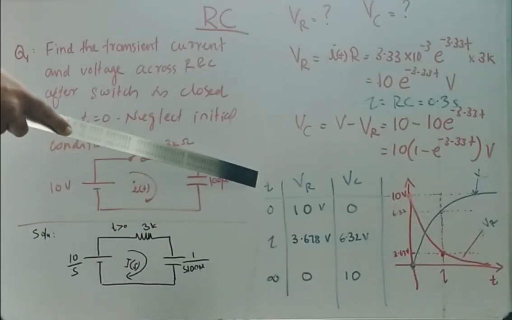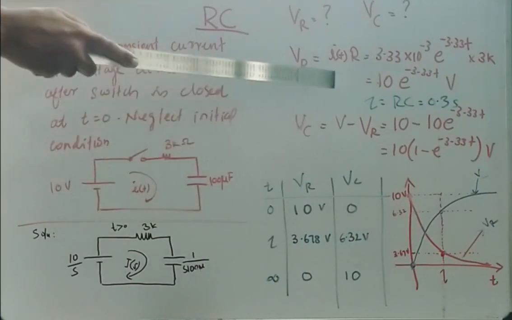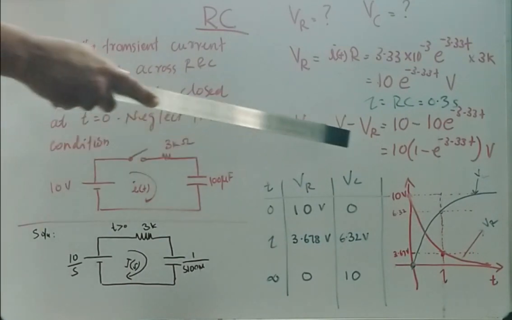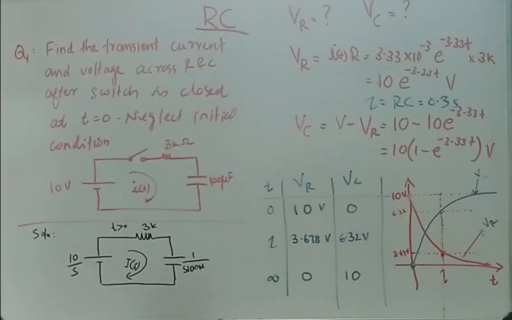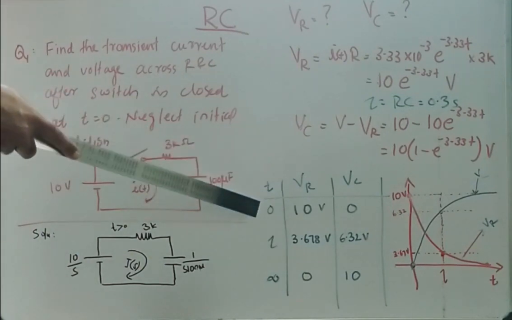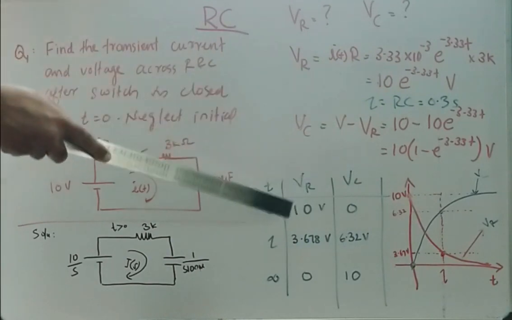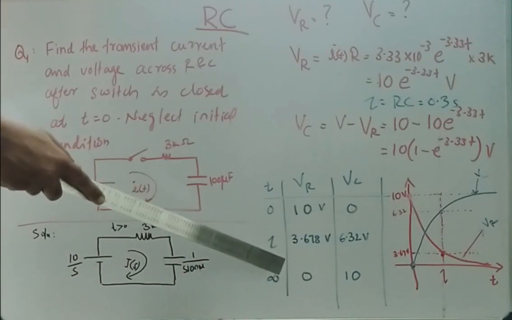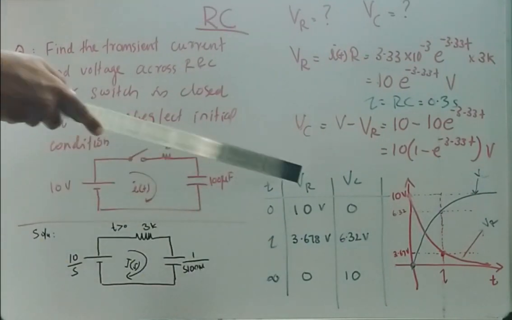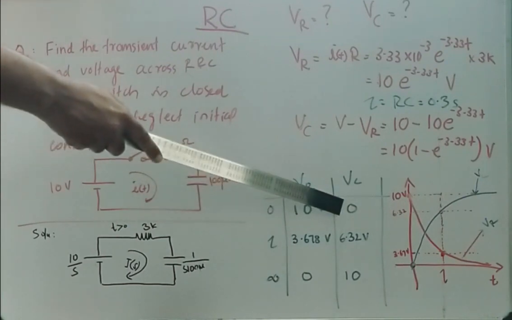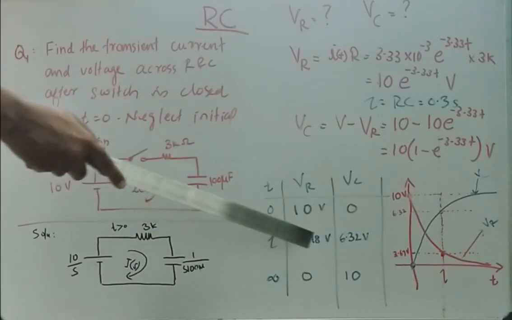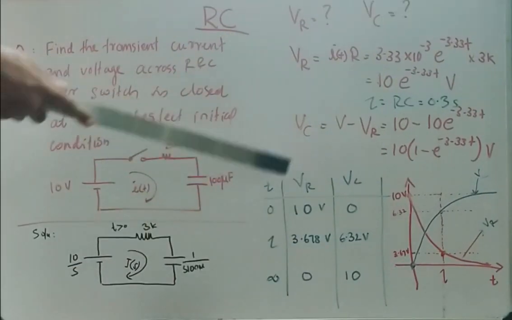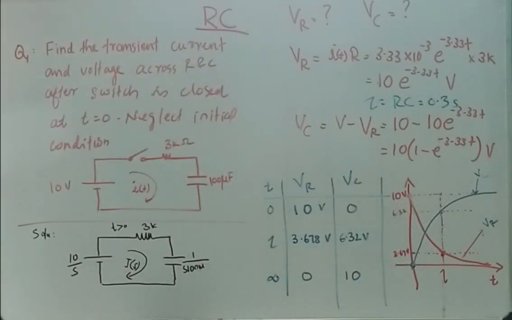Now we can substitute different values of time, 0, tau and infinity, in these two equations, that is 10 into e raised to minus 3.33 t volt and 10 into 1 minus e raised to minus 3.33 t volt. VR corresponding to 0 time is 10 volt, corresponding to tau it is 3.678, and corresponding to infinity it is 0. Similarly for the capacitor, corresponding to 0 the value is 0, corresponding to tau it is 6.32, and for infinity it is 10. Corresponding to these values, we can plot the graph.